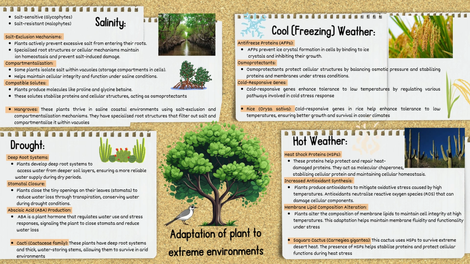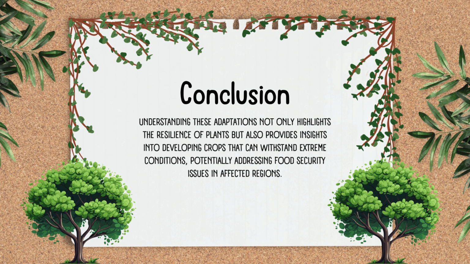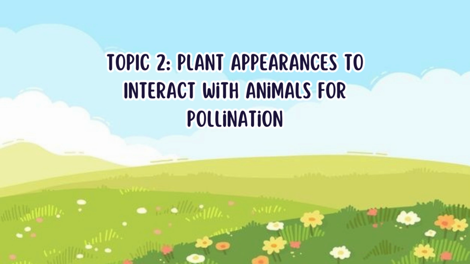stabilizing the proteins and protecting the cellular functions. In conclusion, understanding these adaptations not only highlights the resilience of plants but also provides insight into developing crops that can withstand extreme conditions, potentially addressing food security issues in affected regions. Next, we will discuss how flowers use their appearances to attract pollinators.